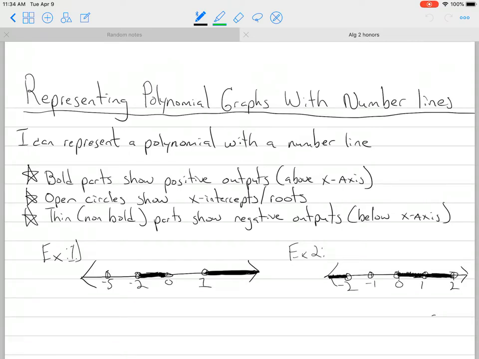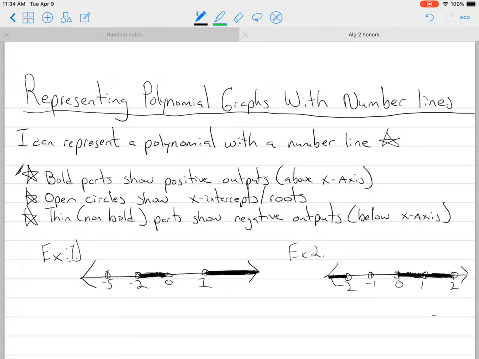All right, Bass. All right, we're going to talk a little bit about a couple things. First off, representing polynomial graphs with number lines. So you want to get all this down in your notebook. I can represent a polynomial with a number line. Many of you were able to do this in last class. Some of you might not have quite gotten to it yet, but I want to make sure you have the notes.